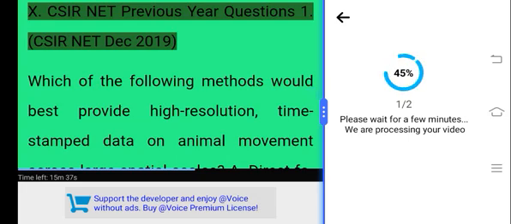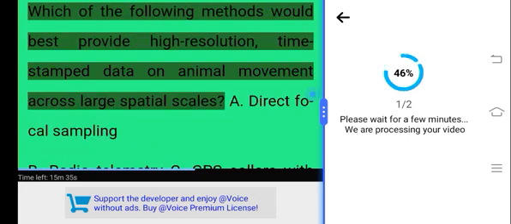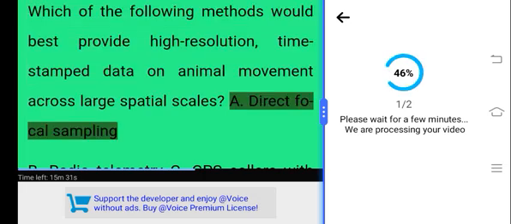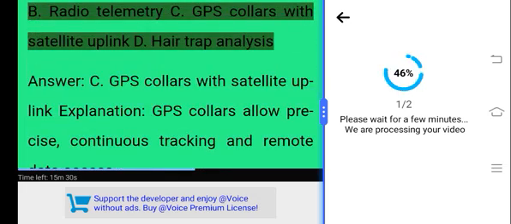CSIR NET previous year questions. 1. CSIR NET Dec 2019. Which of the following methods would best provide high resolution, timestamp data on animal movement across large spatial scales? A. Direct focal sampling. B. Radio telemetry. C. GPS collars with satellite uplink. D. Hair trap analysis.